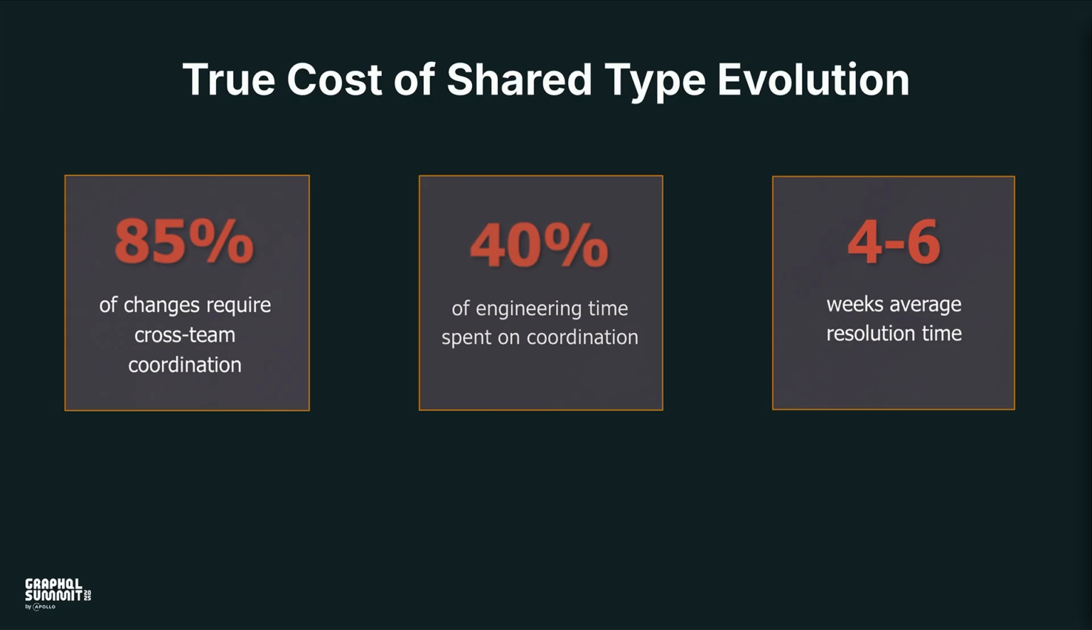On average, to get a change in the shared type, it would take around 4 to 6 weeks. That was our previous state. So we just wanted to cover how we approached this problem and the potential ways that you could solve it as well.